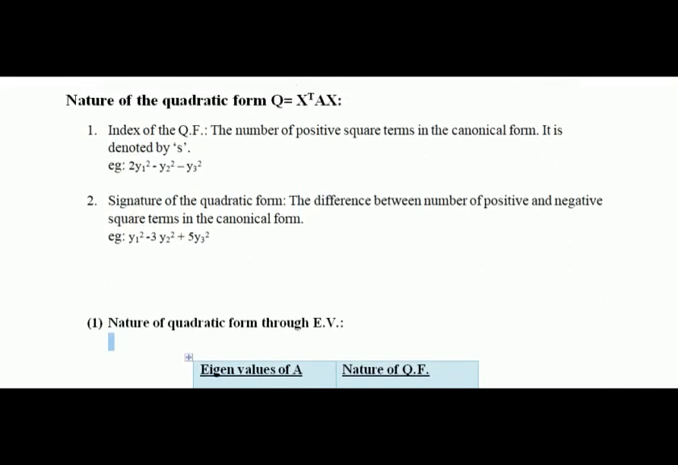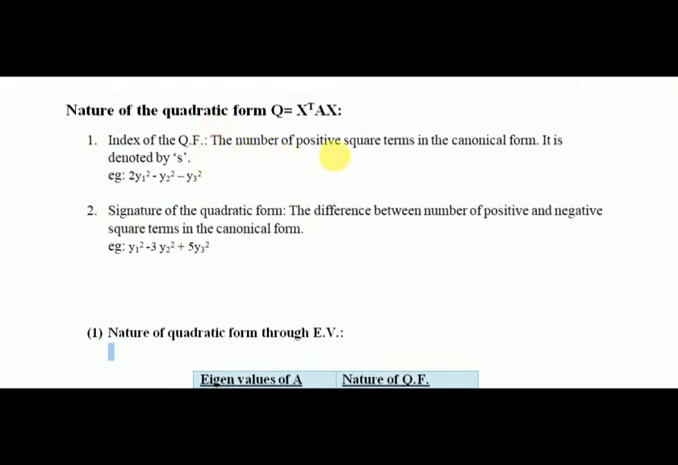First, the index of the quadratic form. This is the number of positive square terms in the canonical form, and it is denoted by S. So this is the canonical form, and how many positive square terms are there? Here only one positive square term is there, so the index is 1. And the signature of the quadratic form is the difference between the number of positive and negative square terms in the canonical form. Here we have two positive terms and one negative term, that means 2 minus 1 is equal to 1. That 1 is the signature of the quadratic form.